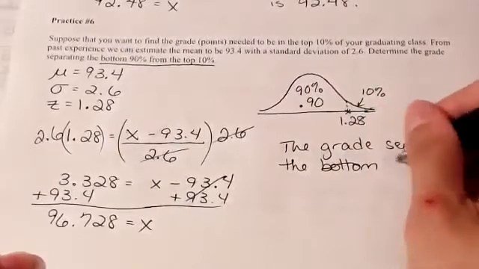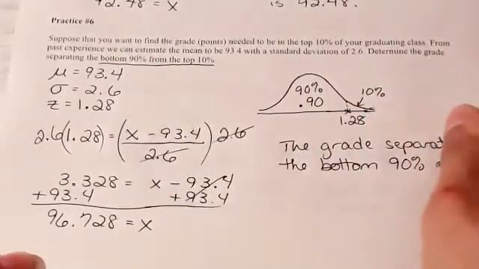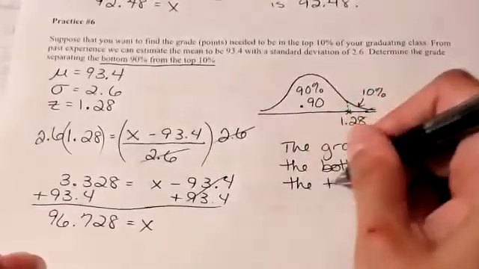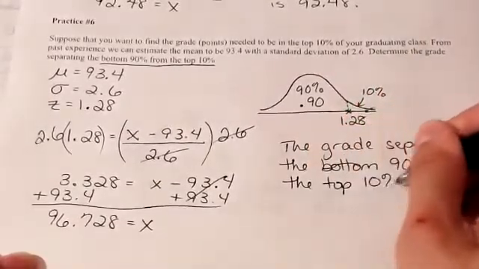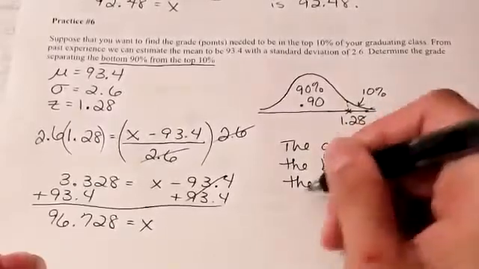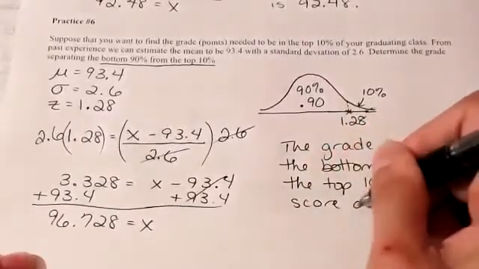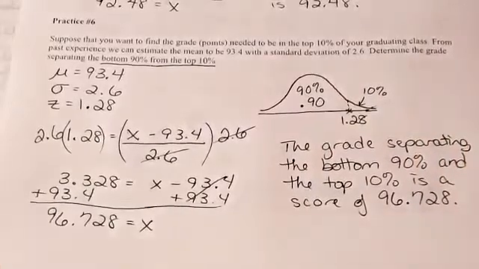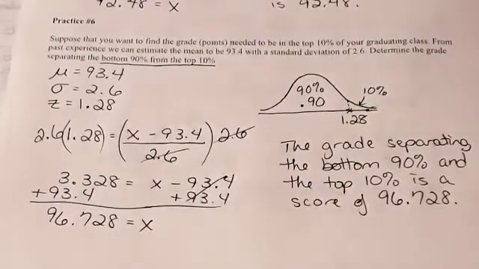Okay, the grade separating the bottom 90% and the top 10% is a score of 96.728. Now keep in mind that you possibly could round. It really just depends on what you're being requested to find, but that is a possibility. So keep that in mind.